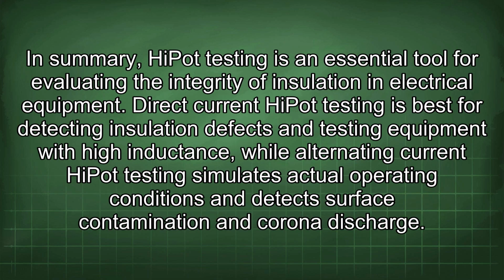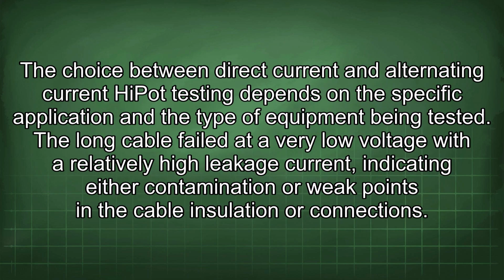In summary, HiPot testing is an essential tool for evaluating the integrity of insulation in electrical equipment. Direct current HiPot testing is best for detecting insulation defects and testing equipment with high inductance, while alternating current HiPot testing simulates actual operating conditions and detects surface contamination and corona discharge. The choice between direct current and alternating current HiPot testing depends on the specific application and the type of equipment being tested.